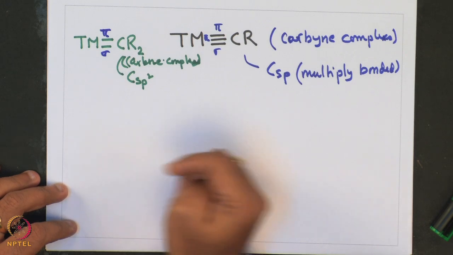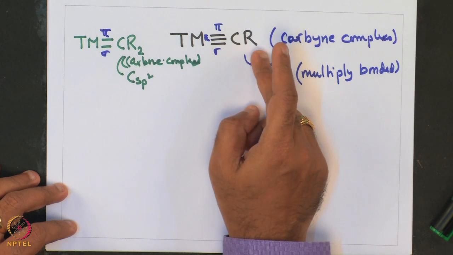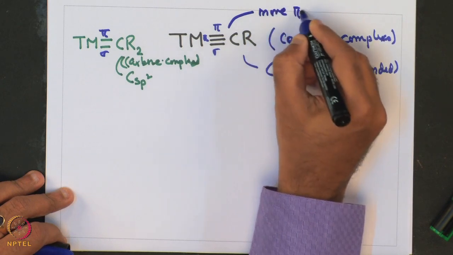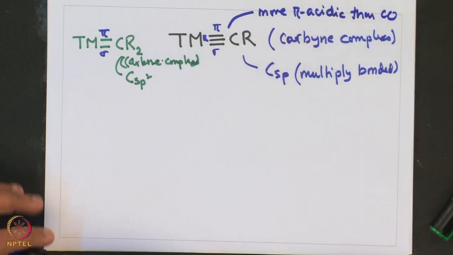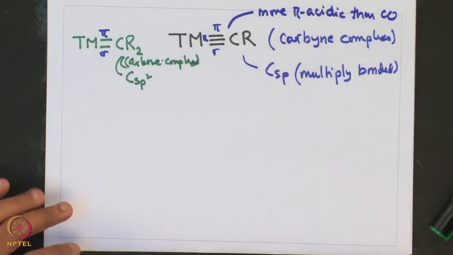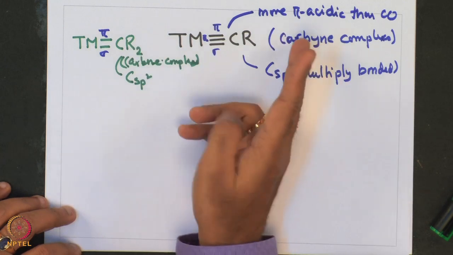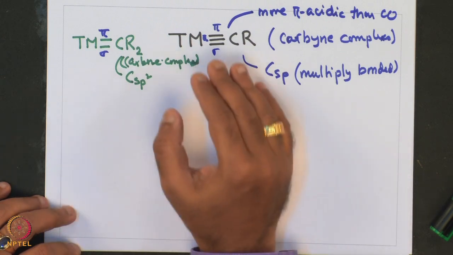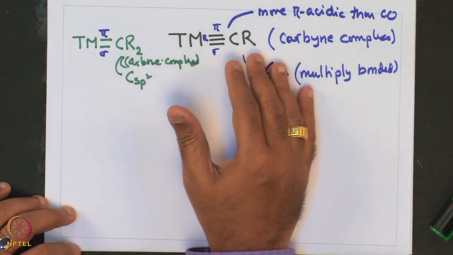So, we see that transition metal carbyne complexes are somewhat an extension of transition metal carbene complexes. However, their properties are starkly different, and we are going to take a look at and study them in more detail. For example, transition metal carbyne complexes are more pi acidic than the usually very pi acidic ligand called CO, whereas carbene complexes are not as pi acidic as carbon monoxide. So, even though these are related to carbene complexes, their properties are very different.